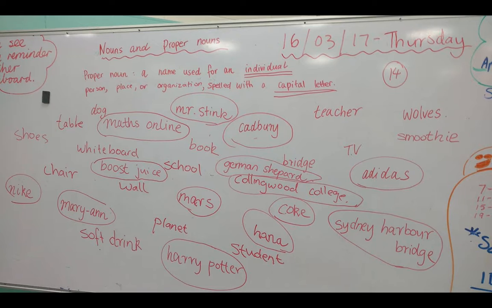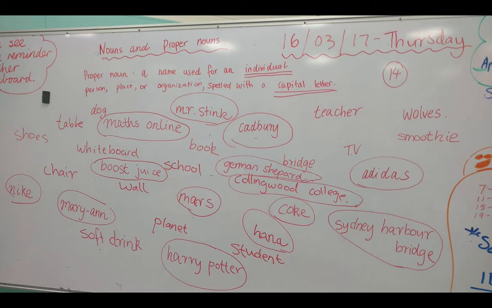Now, I put an extra emphasis on the words individual and capital letter by giving them a double underline, because these two words are what define the differences between a proper noun and a common noun. And below the definition, there is a whole pool of proper nouns and common nouns. Together as a class, we identified the proper nouns by circling them.